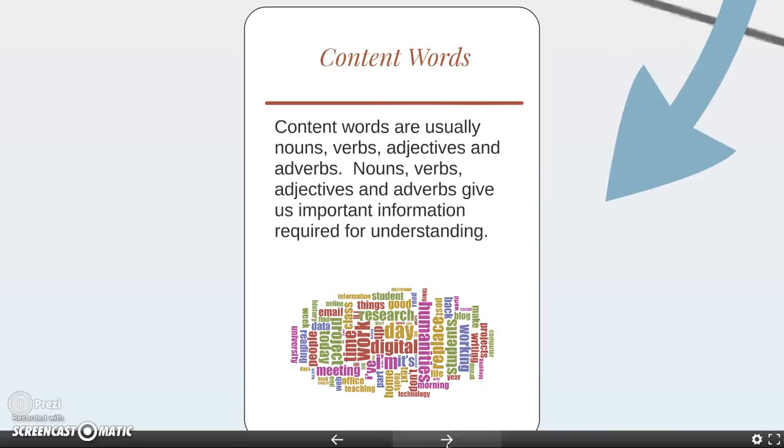Now, finishing up here, we have content and function words. Content words are usually nouns, verbs, or adjectives in a sentence. These are considered content words because they give us important information required for understanding. Just remember, if you take out the content words, you won't understand anymore.